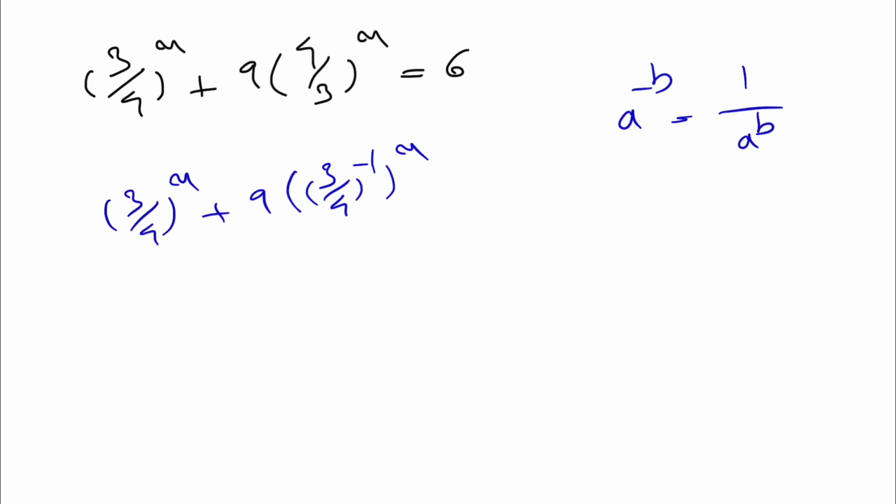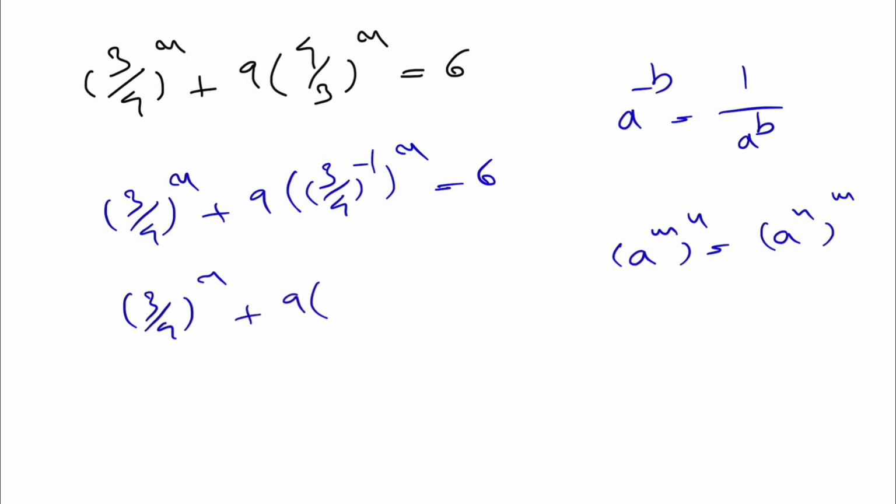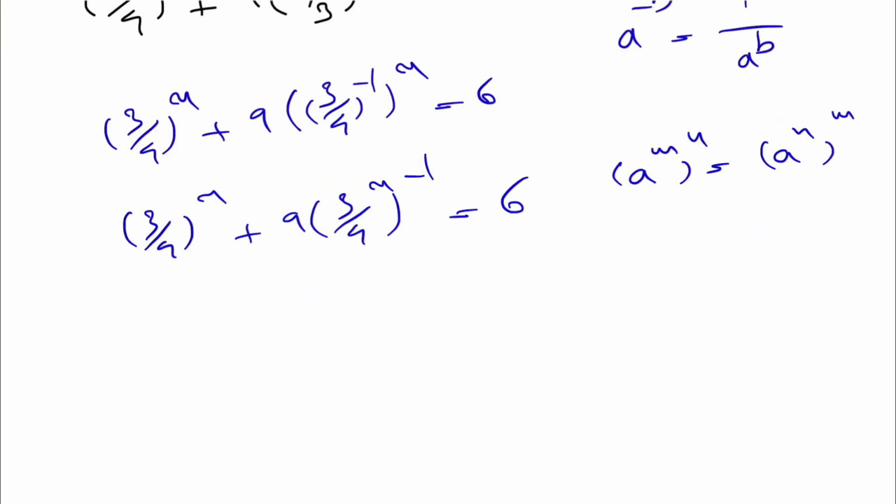That way we can make these things similar to each other, and we know when we have (a^m)^n, we can switch the exponents, so this will be equal to (a^n)^m. If that's the case, we'll have (3/4)^x + 9 × ((3/4)^x)^(-1) is equal to 6. And there we go. We have these two that are common in this.